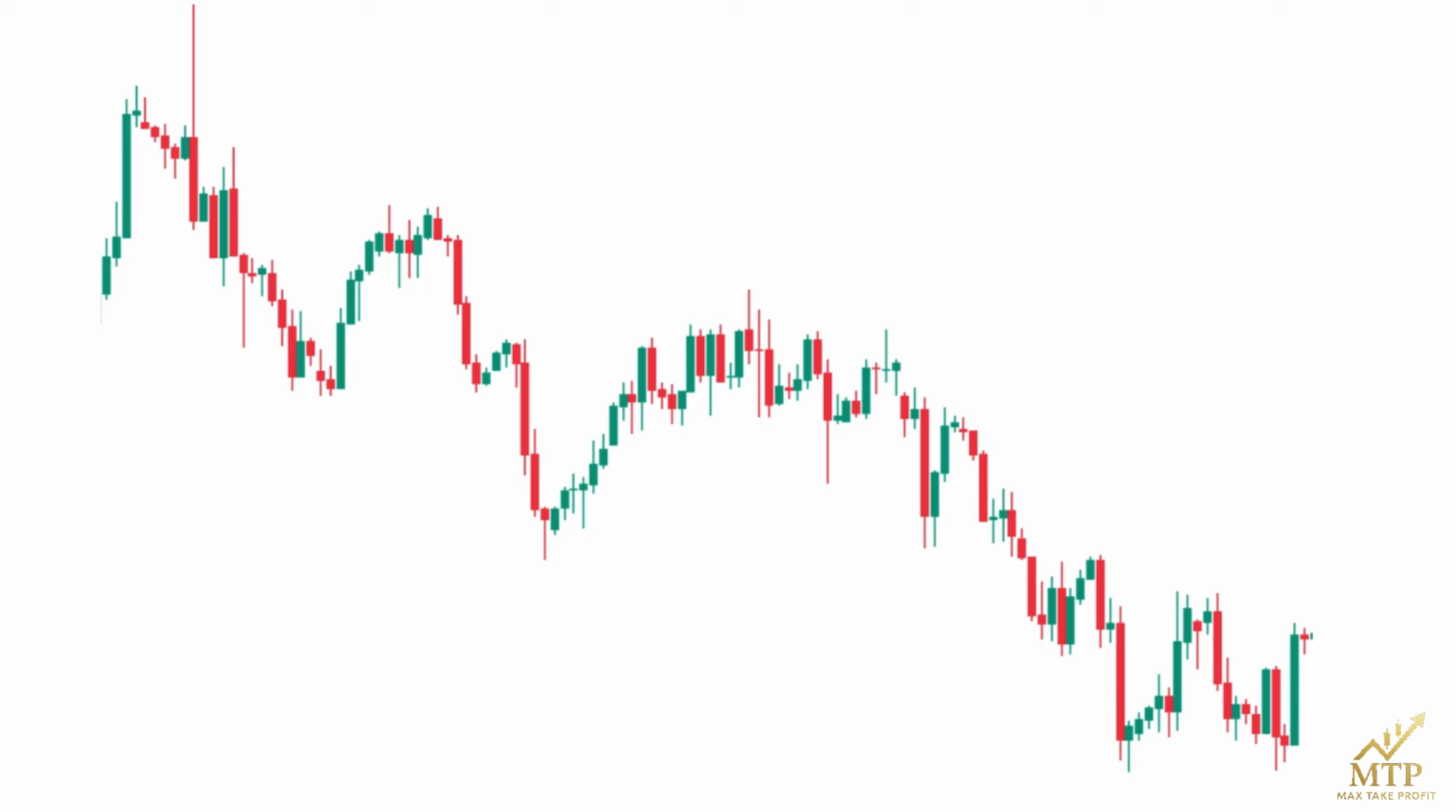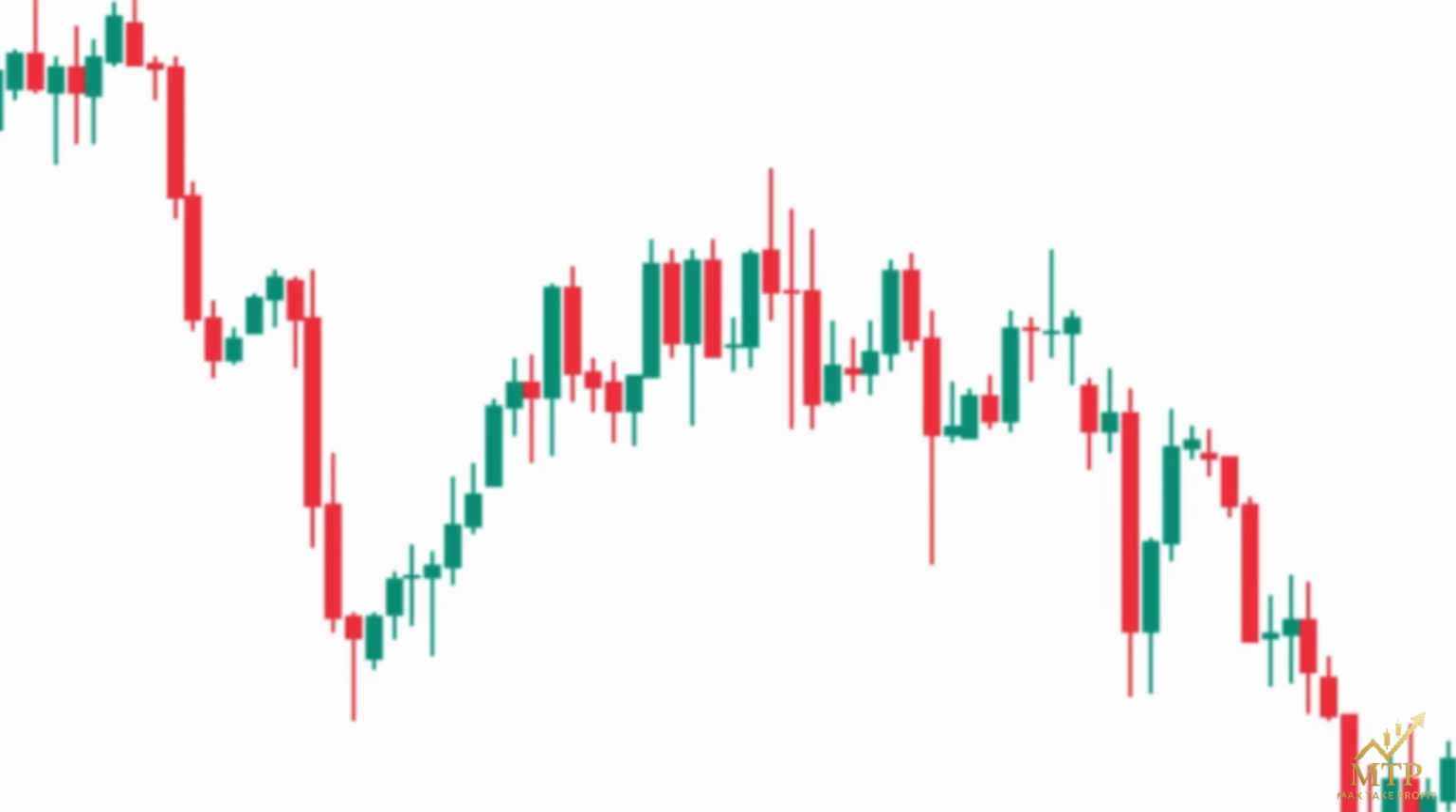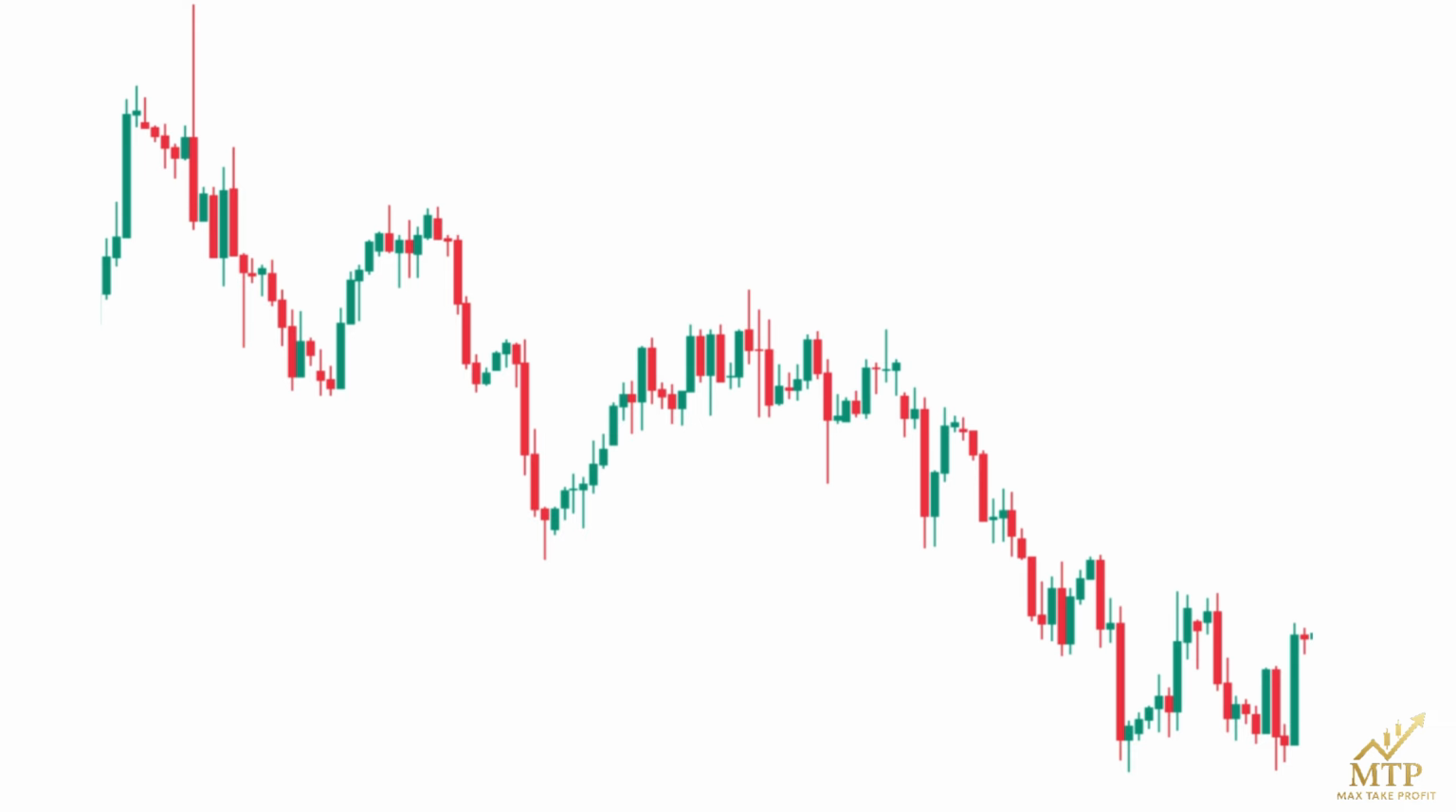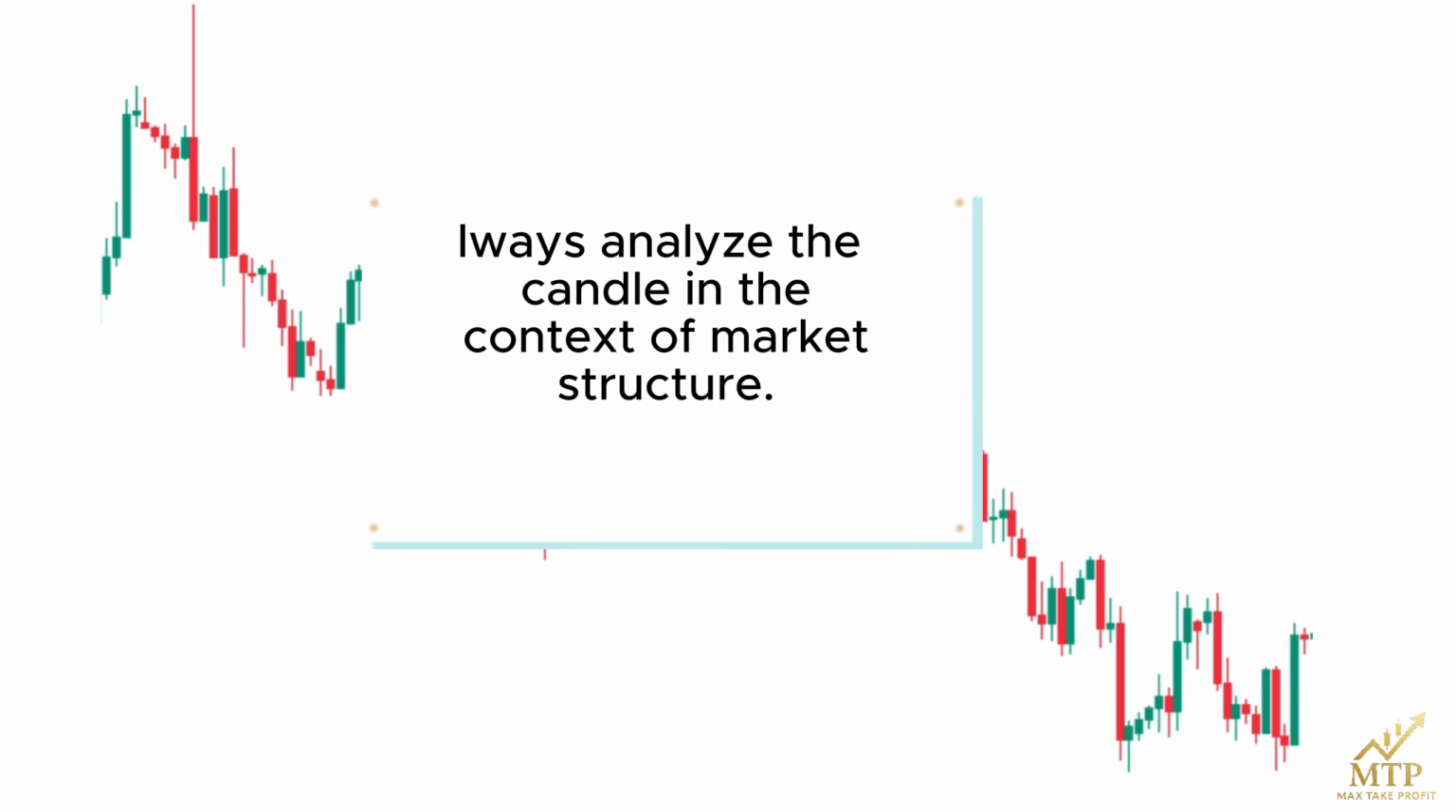1. Focusing only on the shape of the candle. A candle means nothing on its own. A hammer does not automatically mean the market will reverse. It's not the shape that matters, it's where it appears. Always analyze the candle in the context of market structure.